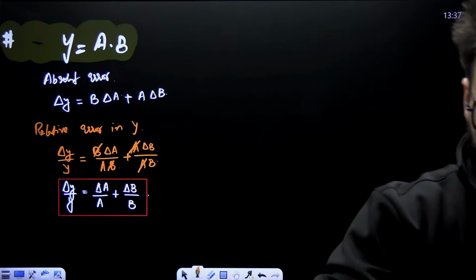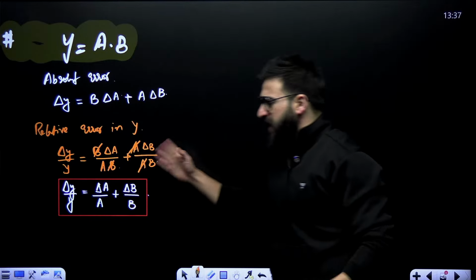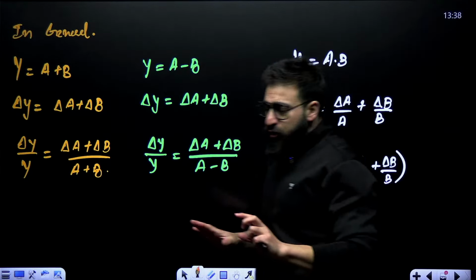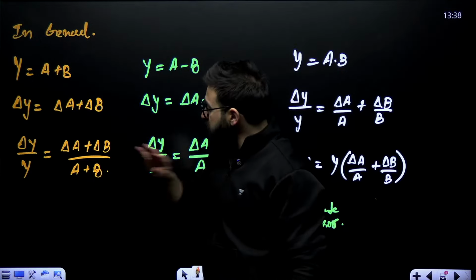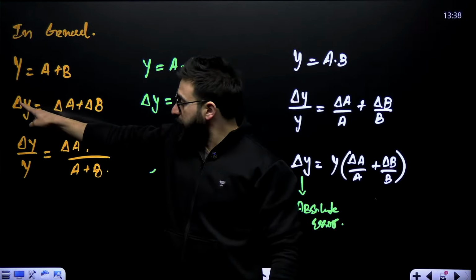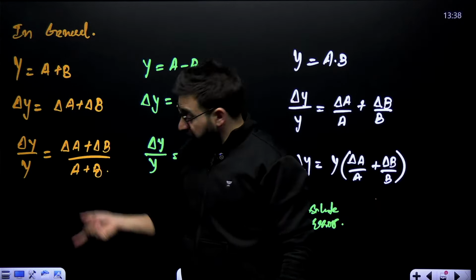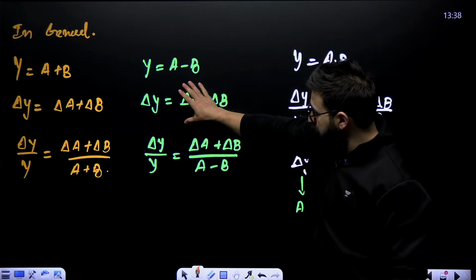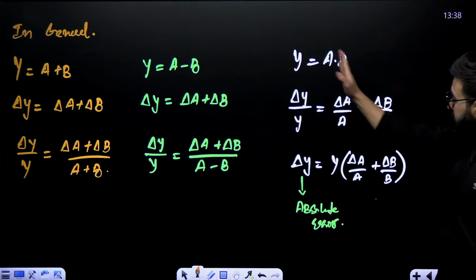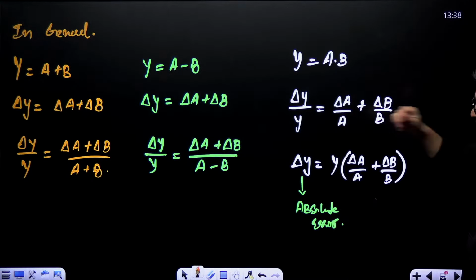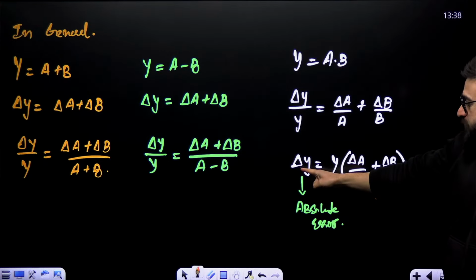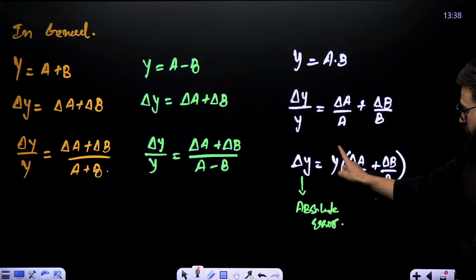And if you want to find this in percentage, just multiply with 100, you will get the error in percentage. Now, in general, if you have a quantity y is equal to a plus b, in this particular case, the absolute error is delta a plus delta b, and the relative error is this much. Similarly, y is equal to a minus b, here the absolute error is this, the relative error is this. Y is equal to a times b, the absolute error is this, and this is the relative error, delta y by y. You can find the absolute error by multiplying by y over here, and this will come out to be the answer.